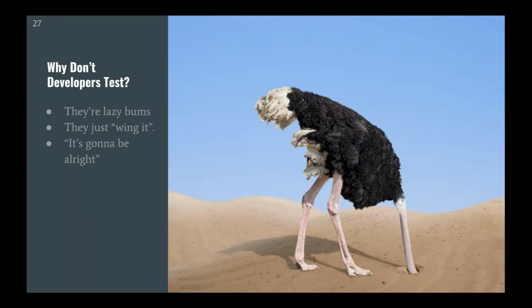But why don't developers test? Well, one answer is we're lazy bums, which is true. Everybody's lazy in their own way, and developers are lazy too. They just wing it. Hey, it worked for my father and it worked for his father or her mother. Why shouldn't it work for me? And the third one is the basic optimism of every human. Don't worry, it's going to be all right. I call it the ostrich in the sand syndrome. So developers don't test basically because it's easier not to write tests.